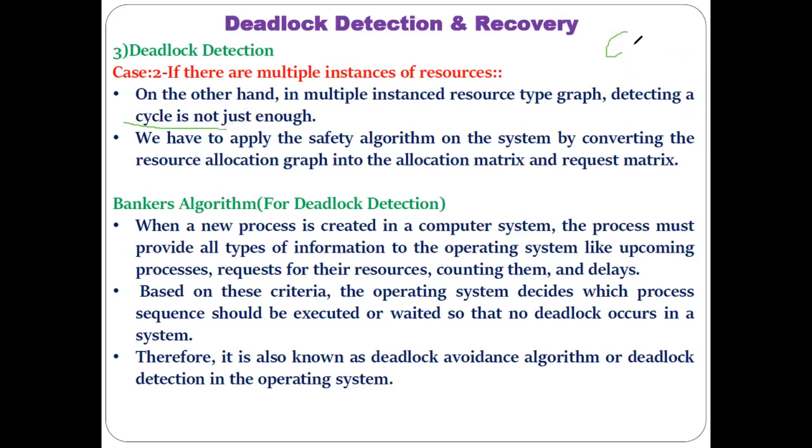In case one, detection of the cycle was enough for deadlock detection. But here, in case of multiple instances of resources, the presence of the cycle is not enough. So what extra thing do we have to apply for deadlock detection? As I said, we have to apply the safety algorithm on the system by converting the resource allocation graph into the allocation matrix and the request matrix. In short, we have to apply the Banker's algorithm.